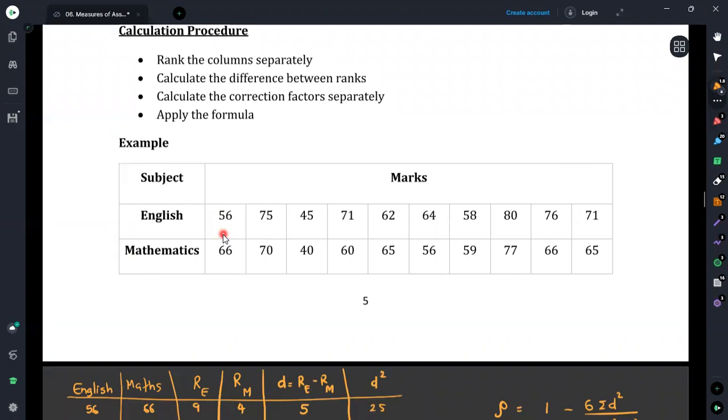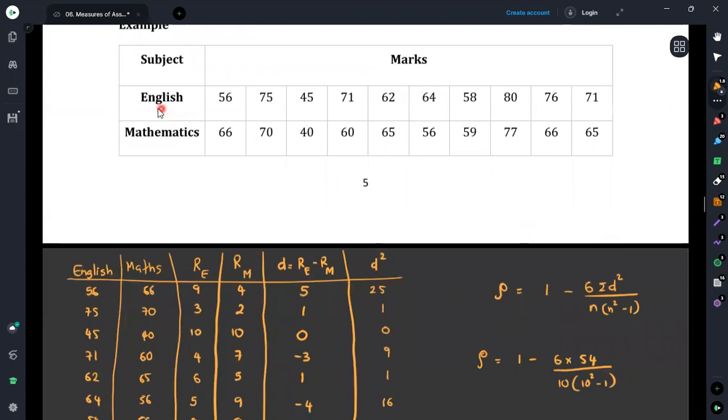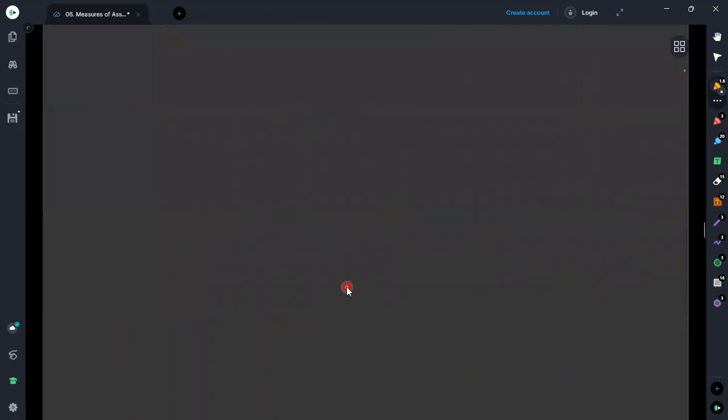As the first thing, I will write the values which I have been given row-wise in column-wise form, and thereafter we'll see the ranking of these two variables separately. In the first column, I will include the marks obtained for English, and then in the next column, I will include the marks for mathematics.